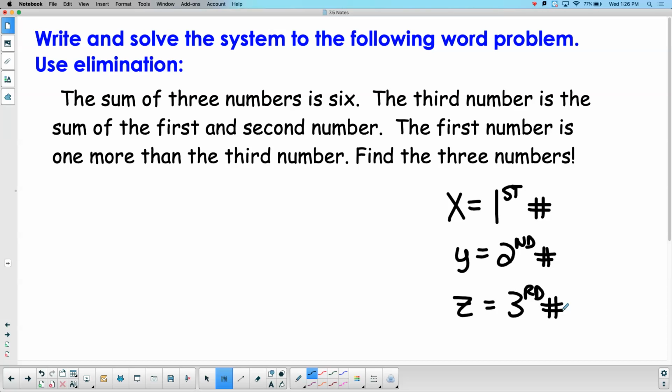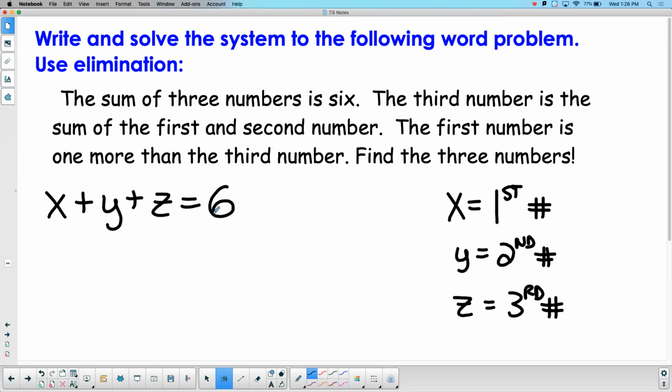X plus 1 equals Z. Nope. Isn't that the first number? Why don't you start with the first sentence? X plus 1 equals 6. I like that one better. That's why we read the problem. Okay, so the first sentence gave us x plus y plus z equals 6. The sum of the three numbers is 6.